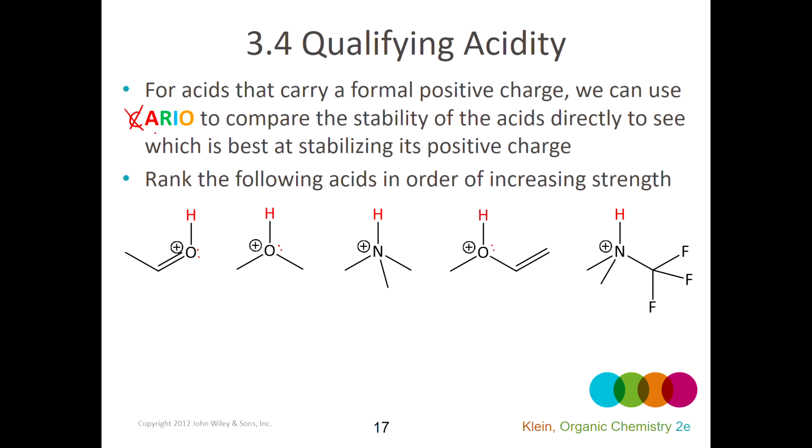So I then would look at the atom and ask myself, is oxygen better at stabilizing a positive, or is nitrogen? Well, in the last examples, we were talking about a neutral oxygen losing a proton and forming a negative versus a neutral nitrogen losing a proton and forming a negative. And we said oxygen stabilizes a negative better than nitrogen.